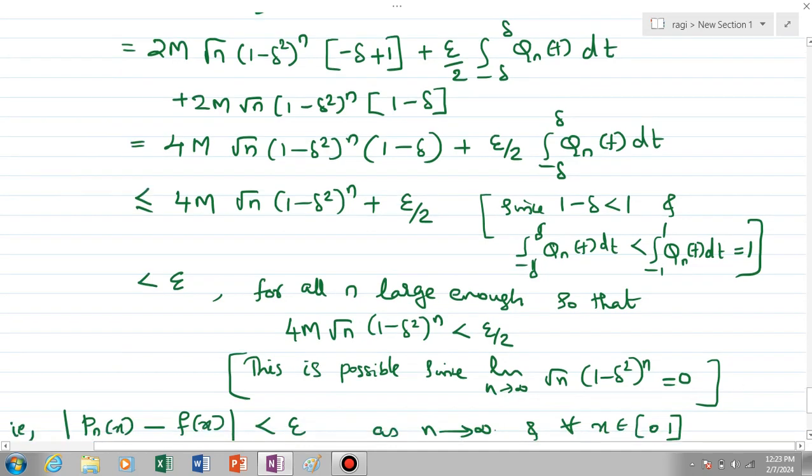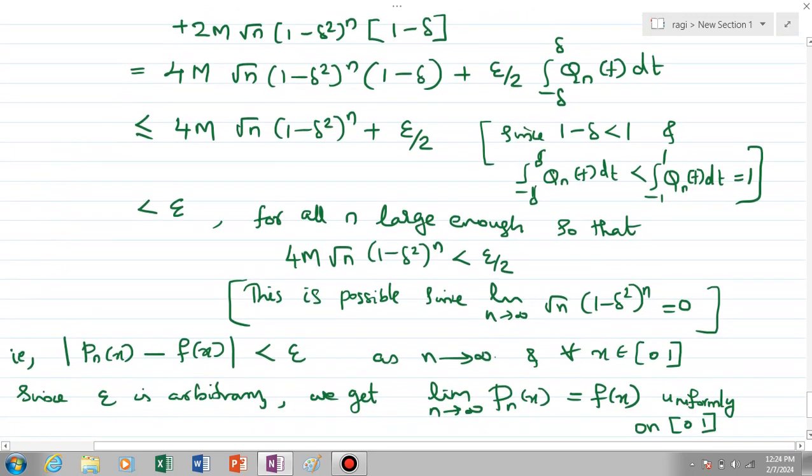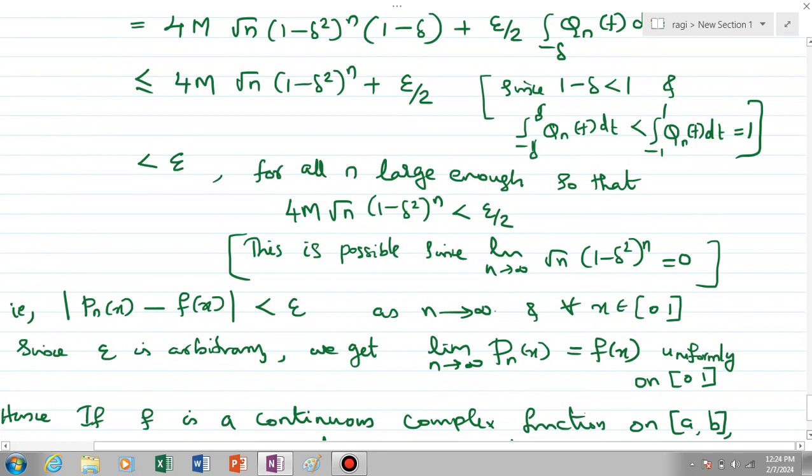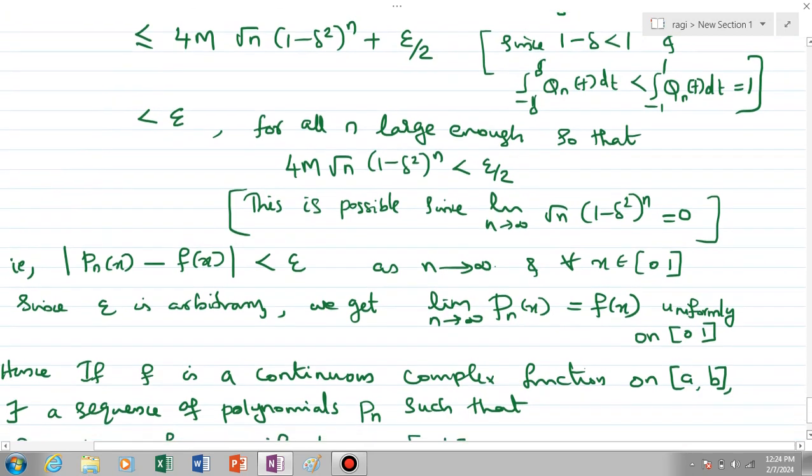Okay, thus what we have obtained is that modulus of Pn of x minus f of x is less than epsilon as n tends to infinity, for every x in the closed interval 0, 1. Since epsilon is arbitrary, we can write limit as n tends to infinity of Pn of x is equal to f of x uniformly on the closed interval 0, 1. Why uniformly? Because this is true for every x in 0, 1. Okay, so the convergence is uniform.